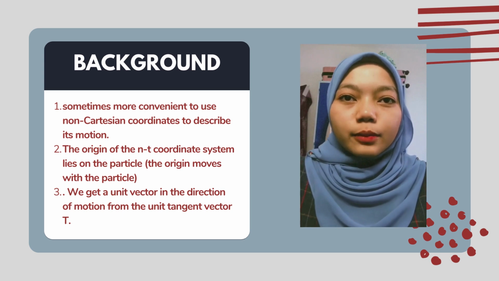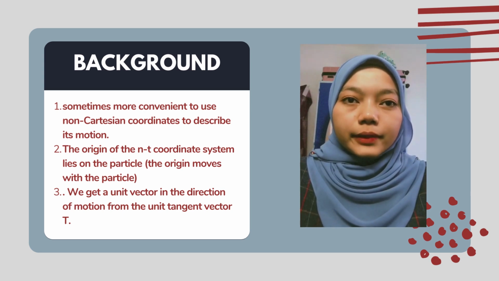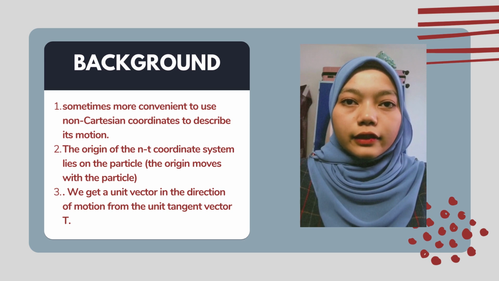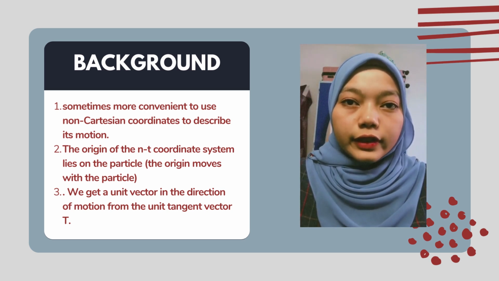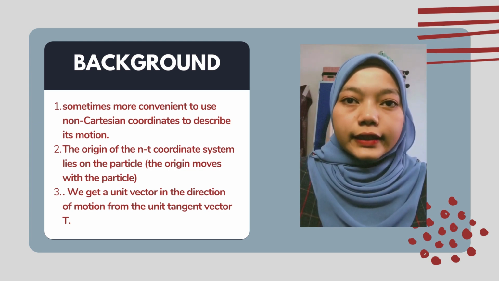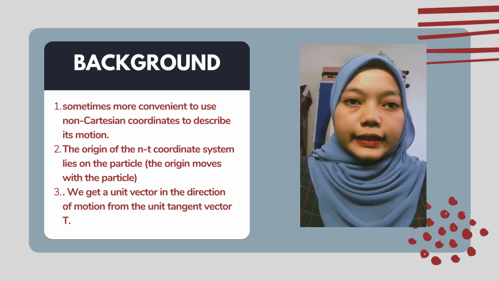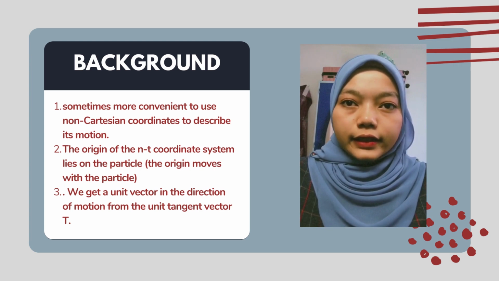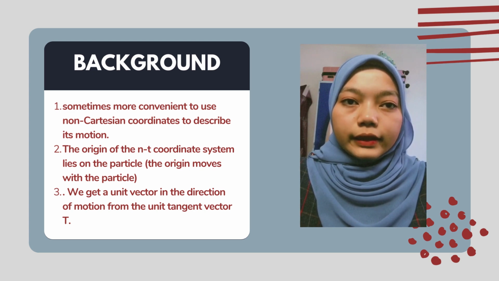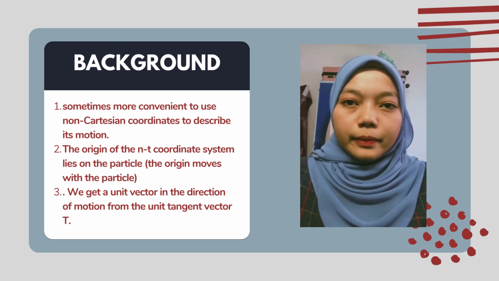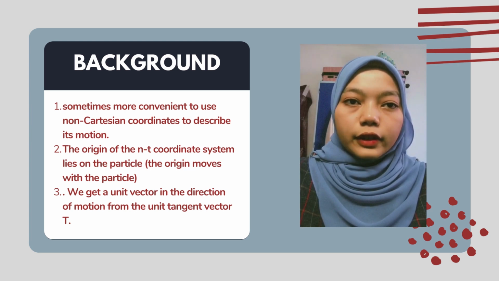Background: when a particle moves along a curved path, it is sometimes more convenient to use non-Cartesian coordinates to describe its motion. Normal and tangential coordinates are frequently used when the path of motion is known. The origin of the n-t coordinate system lies on the particle; the origin moves with the particle. At the time of consideration, the t-axis is tangent to the path curve and positive in the direction of particle motion. The n-axis is perpendicular to the t-axis and points in the direction of the curve's center of curvature.